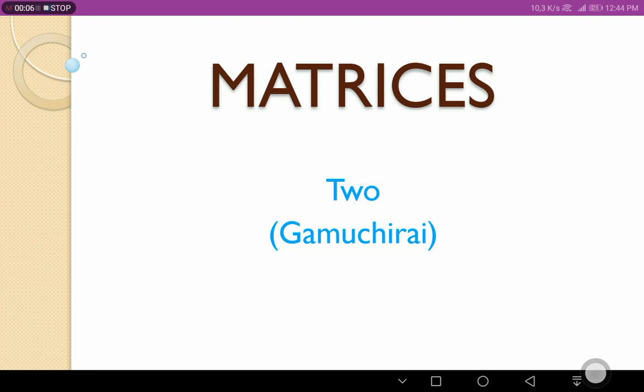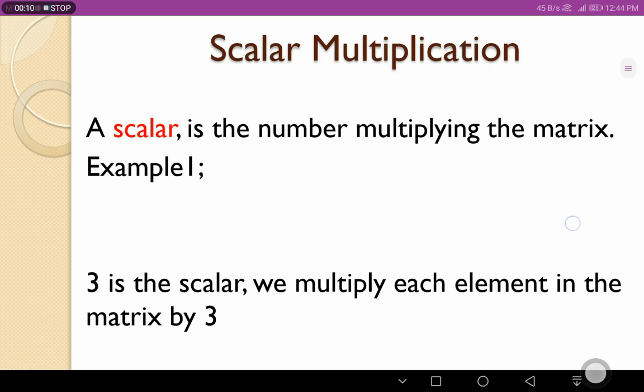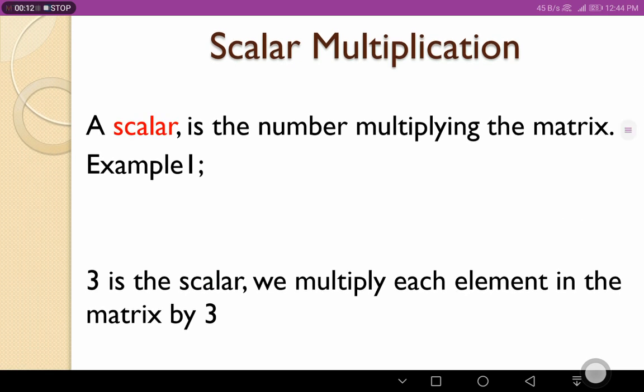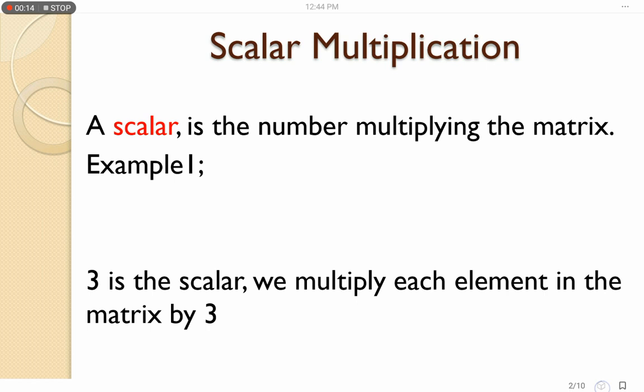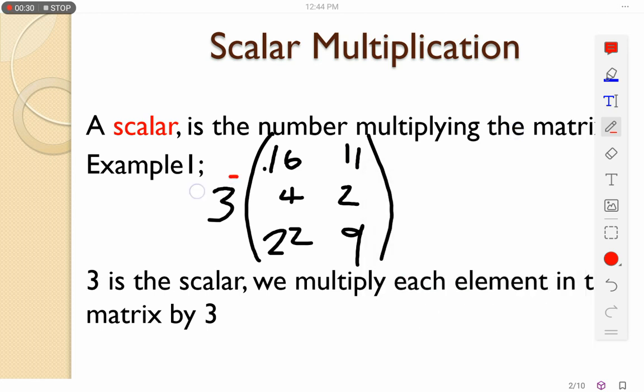We are looking at Matrices 2 with Gumtry. So today we are looking at scalar multiplication. What is a scalar? Let's have an example. I can have a matrix 3 by 16, 4, 22, 11, 2, 9. This 3 that is outside there, that's my scalar. That is the scalar that is going to multiply each and every element that is inside.